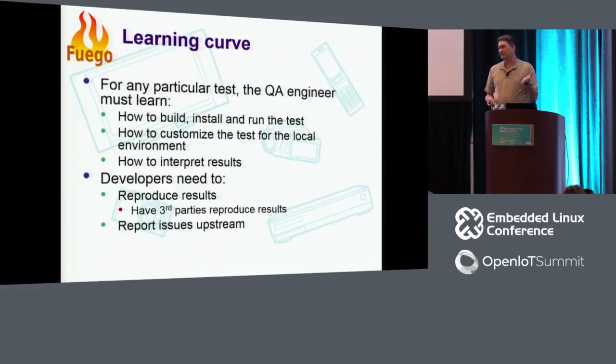What developers need to learn in dealing with these tests is, if you want to report bugs upstream, or if you want to find out if these are real bugs, you need to reproduce the results. You need to have third parties reproduce it, maybe a kernel maintainer. You want to have him reproduce the same problem. And you need to report these issues upstream. And these are all things that you have to learn how to do. It's a big hill to climb.